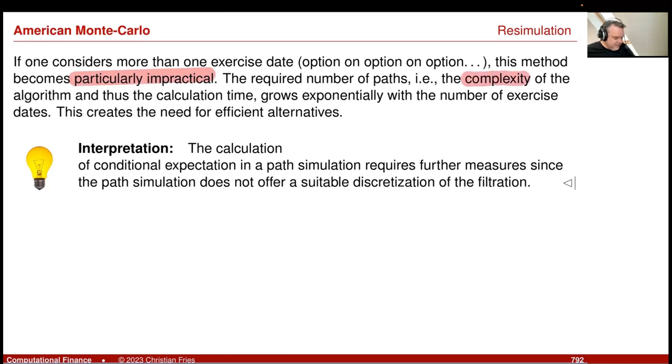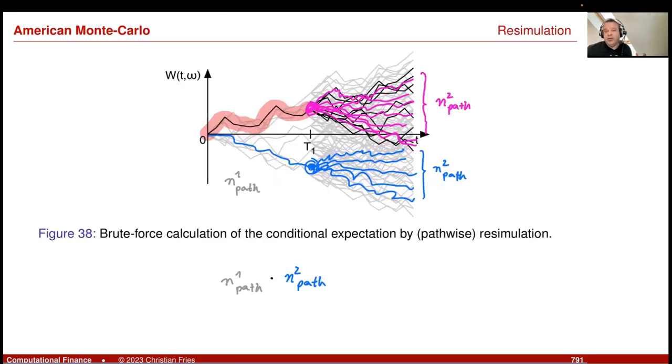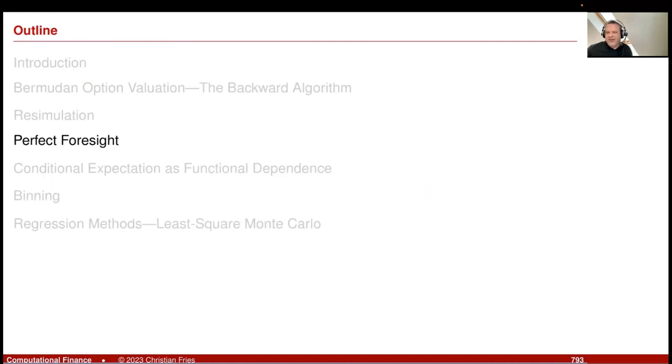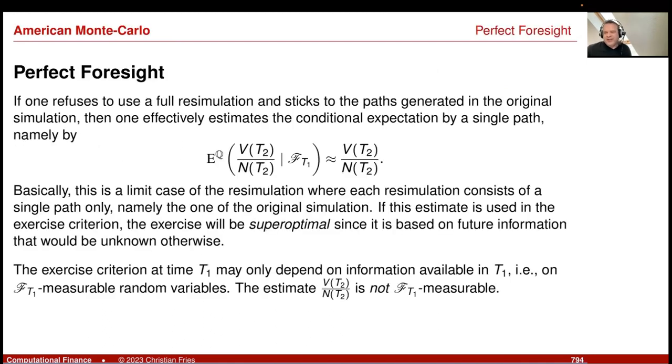The complexity, and so our calculation term, grows exponentially. But maybe if you just have two exercises, you could try it as a benchmark to check your implementation. And it's also a good intuition of what we are actually doing, what we would like to achieve. There is another thing that we could do, and this is we just take one sample path for the re-simulation, namely the sample path that we already have.